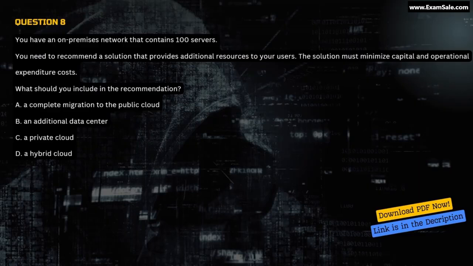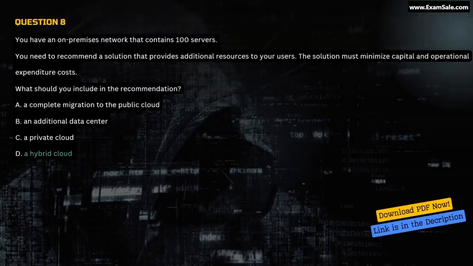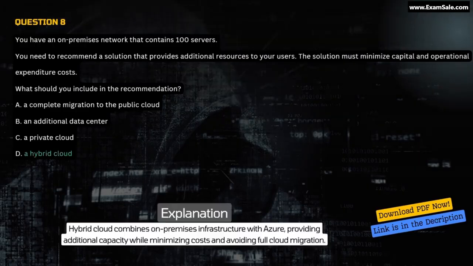An additional data center. C. A private cloud. D. A hybrid cloud. Correct answer D. A hybrid cloud. Explanation. Hybrid cloud combines on-premises infrastructure with Azure, providing additional capacity while minimizing costs and avoiding full cloud migration.